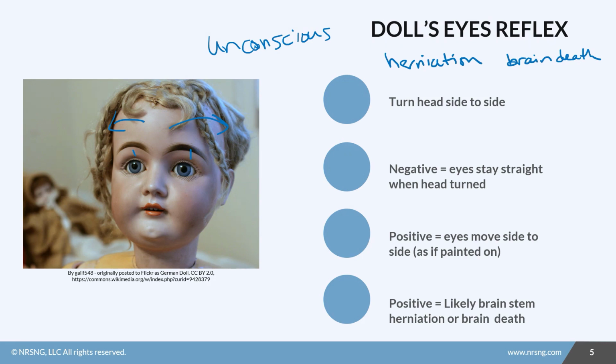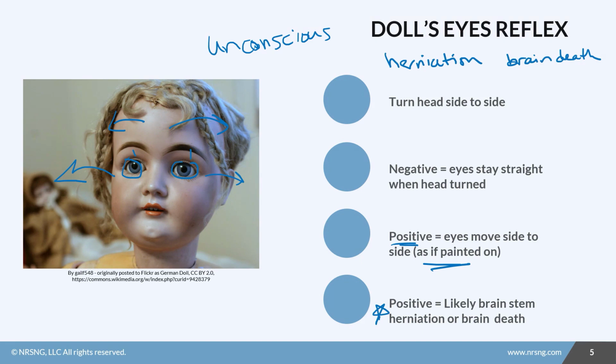A positive doll's eyes reflex and the abnormal finding would be if the eyes move with the head side to side. And we call it the doll's eyes because it's as if they were painted on. If you have a doll and the eyes are painted on to the doll, when you turn this doll's head to the side, the eyes are going to go to the side with it. Everything's going to move at the same time because everything's painted on. So if you have a patient where you hold their eyes open, you turn them side to side, and the eyes go with the head, that is considered a positive doll's eyes, which is a very bad sign. And again, a positive doll's eyes is likely some sort of brainstem herniation or possibly even brain death.